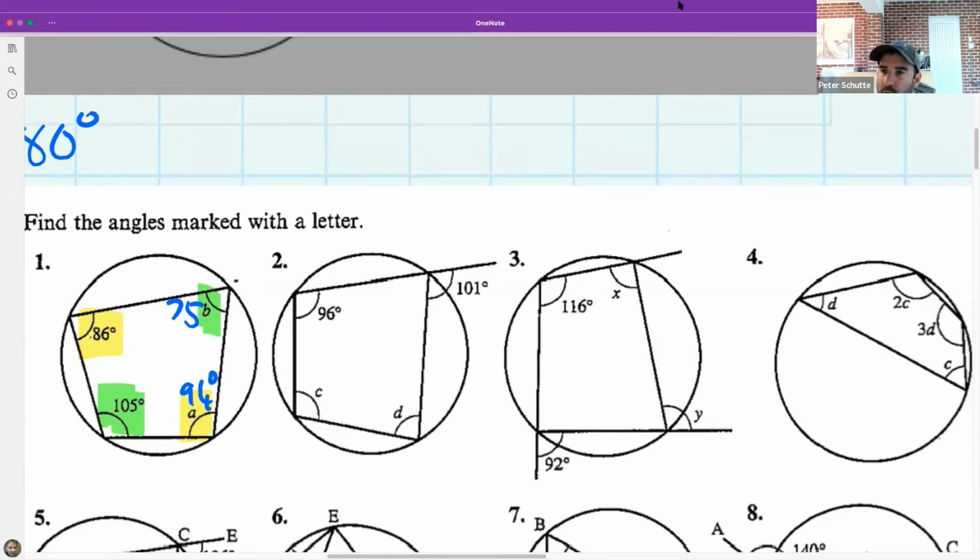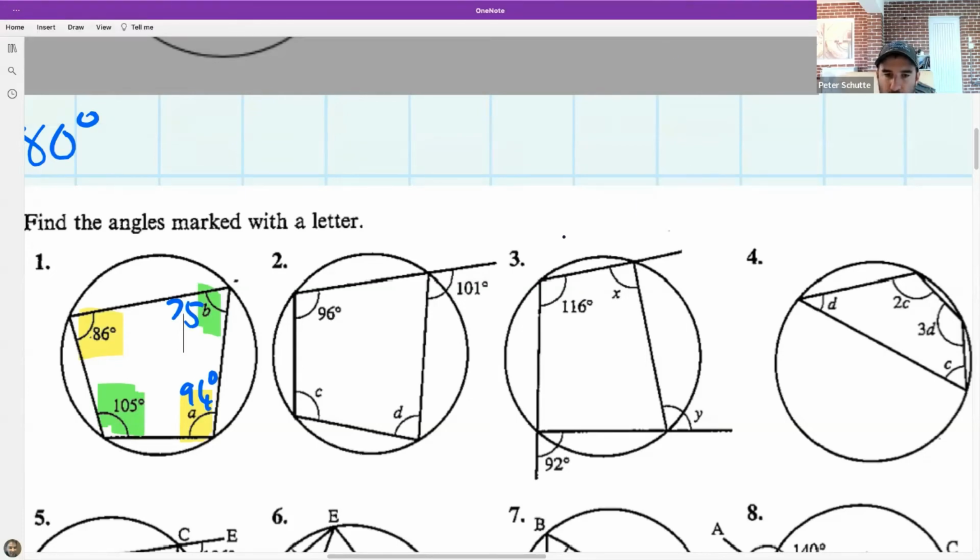Okay, so I'm going to give you 4 minutes or so just to try and work out what C and D are. And you might have to use some other ideas as well to do that.